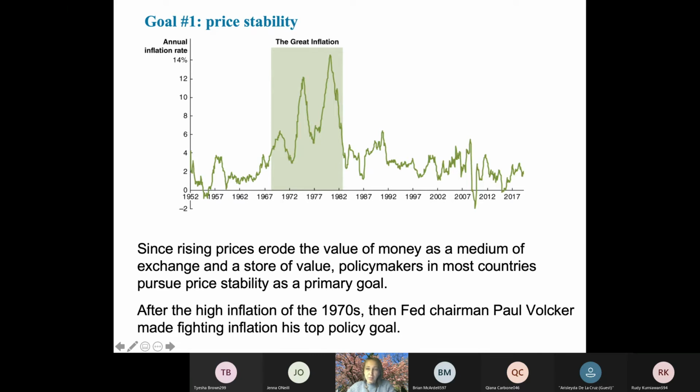Okay, so price stability, we're doing really well. Since the 80s, prices have been going up every year, but by no more than 2%, 3%, usually, just pretty good. And the same thing happens in Europe. So European central banks are also pretty tight on inflation.